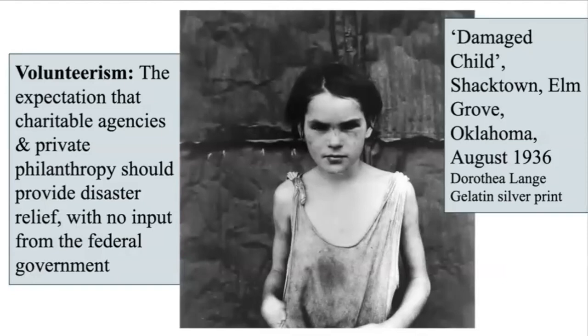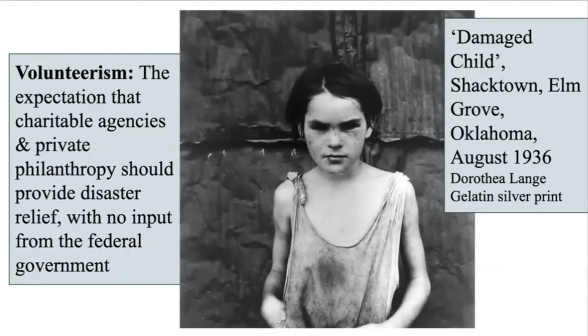Hoover called for volunteerism, which is the expectation that charitable agencies and private philanthropy should provide disaster relief with no input from the federal government. Hoover himself donated money, and in fact, charitable and philanthropic giving was at an all-time high during the early Depression, and people, ordinary people, were still homeless and still going hungry.